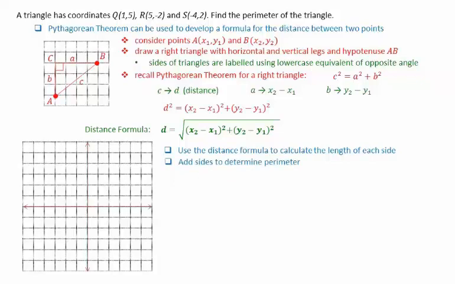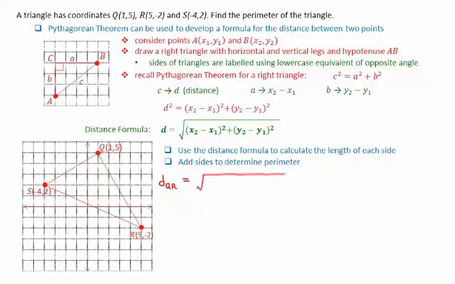For this question, though a diagram is not necessary to determine all of the distances, let's first plot the triangle. Point Q at (1, 5), R at (5, -2), and S at (-4, 2). First, let's figure out the distance between points Q and R.